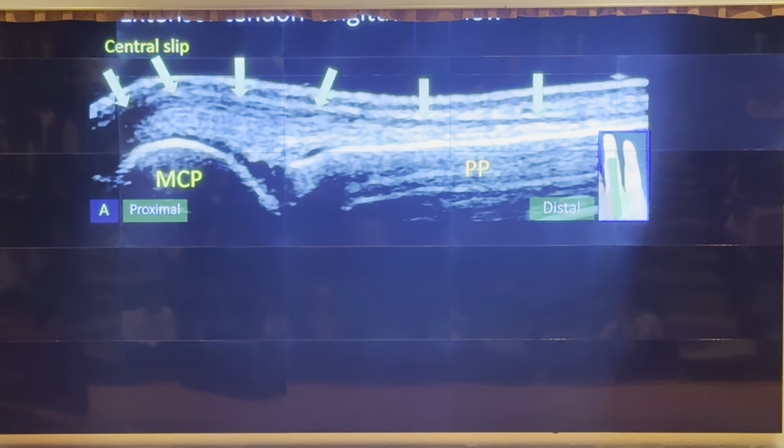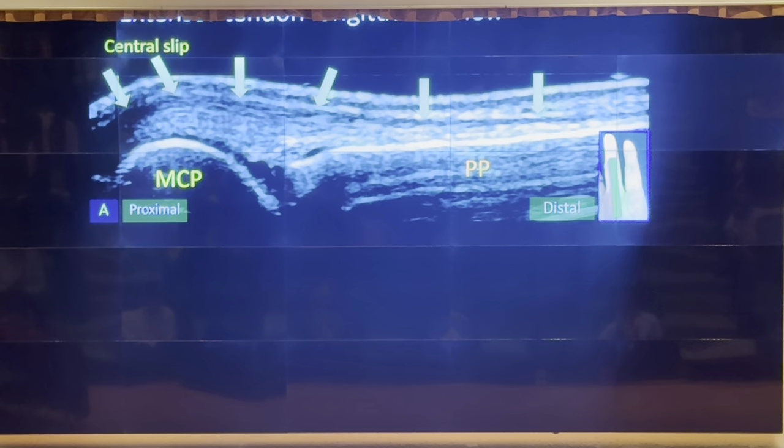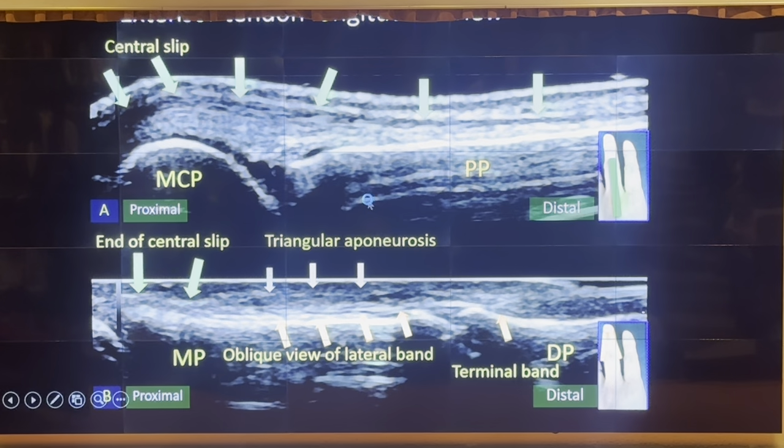Then we go to a more difficult structure, the extensor tendon, because it is smaller. So you should use the hockey stick transducer or a high frequency, maybe 18 megahertz. You can start from the metacarpophalangeal joint and go to the more distal side. For example, you can see this is the extensor tendon. If you check the fibers more distally, until the base of the middle phalanx, you will get the central slip insertion region.